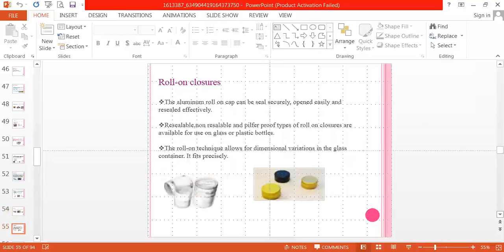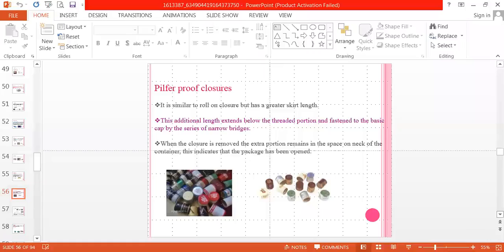Then roll-on closures are there. Under the roll-on closures, we have the aluminum type of roll-on cap. They can be sealed very securely, and they can easily open and release effectively. Generally, once we open them, they will produce proof that the bottle has been opened. We can close it again, but the label on the closure will be torn.